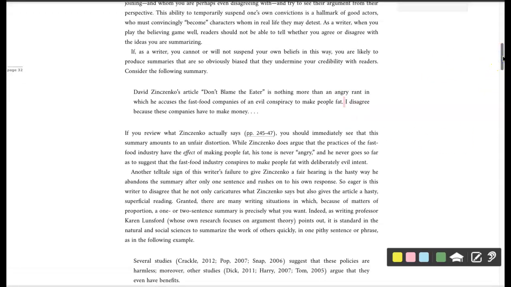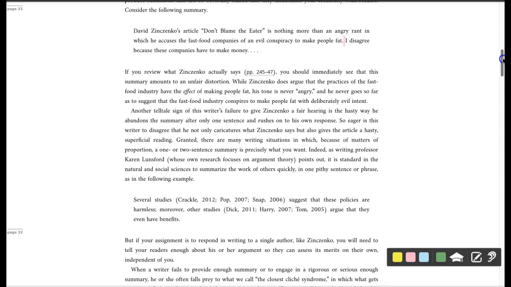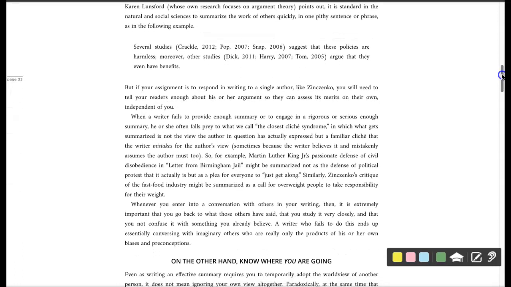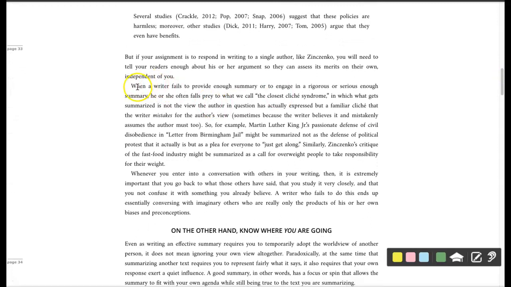Because think about it this way, your reader, who is your audience, might not have read that article. So you have to tell the reader what the article was about before you tell us if you agree or you disagree. So, if we keep going, moving on, here is an important tip that the book provides.